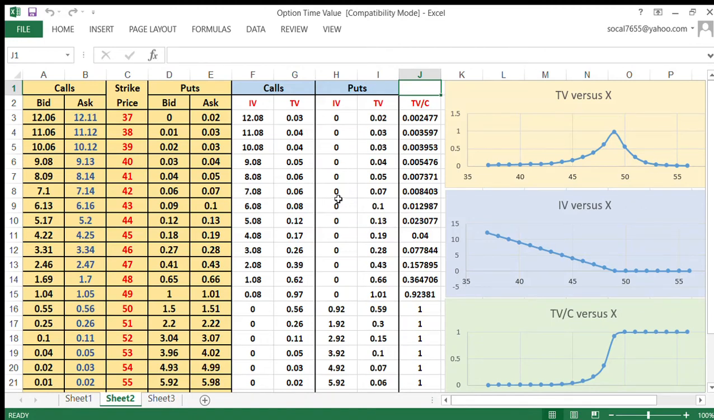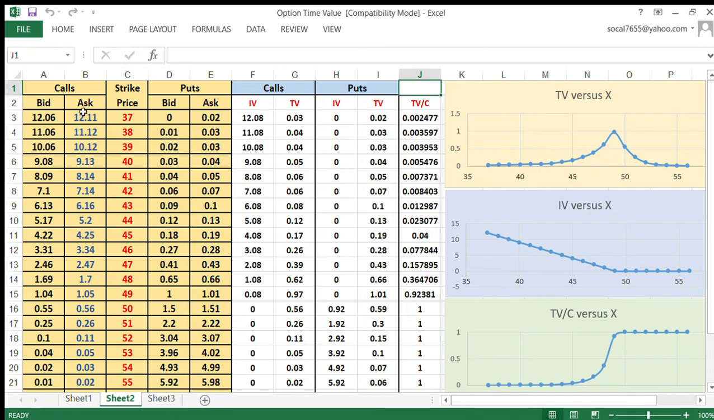Welcome to another video. In this video, I'd like to discuss how an option's time value behaves. And so we're going to study time value. To do this, I have over here in columns A through E a series of prices for calls and puts, with the strike prices indicated here in red, and bid and ask for calls, bid and ask for puts.